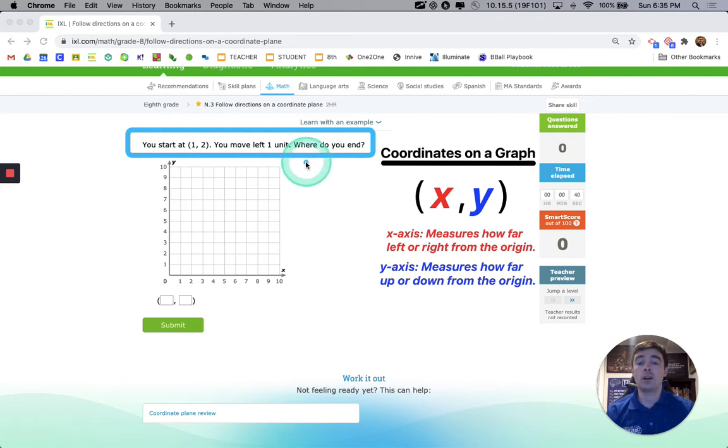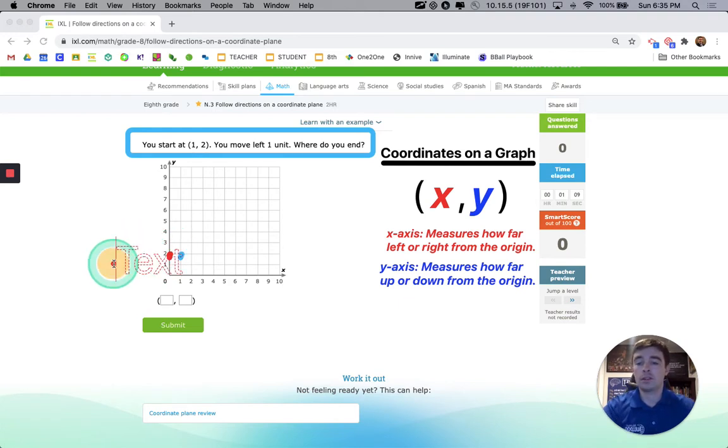My first job here, and I'm going to use a blue dot to get us going, is to say, where do we start? Well, x is 1, y is 2, so I'm going to go right by 1 and up by 2. Where that blue dot is, that's my original start point. Now they say you move left by 1 unit, and I'm going to show in red where I'm going to end up. If I'm at 1 for x and 2 for y, and I move left by 1 unit, I end up right here. I just counted left by 1 unit.